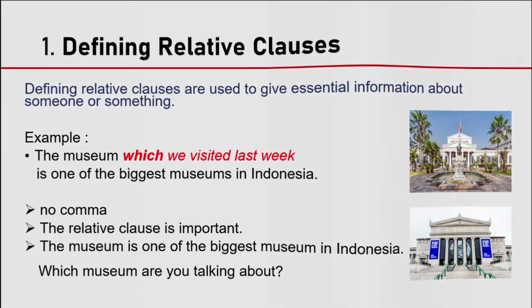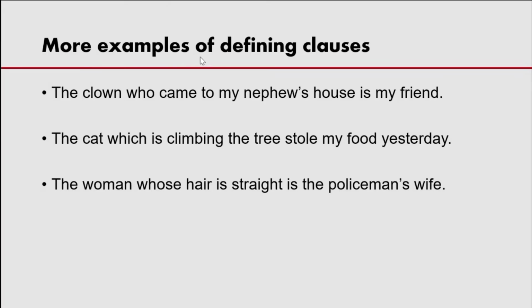Okay, now let's continue to more examples of defining clauses. Defining relative clauses, I mean. The clown who came to my nephew's house is my friend. The cat which is climbing the tree stole my food yesterday. The woman whose hair is straight is the policeman's wife.